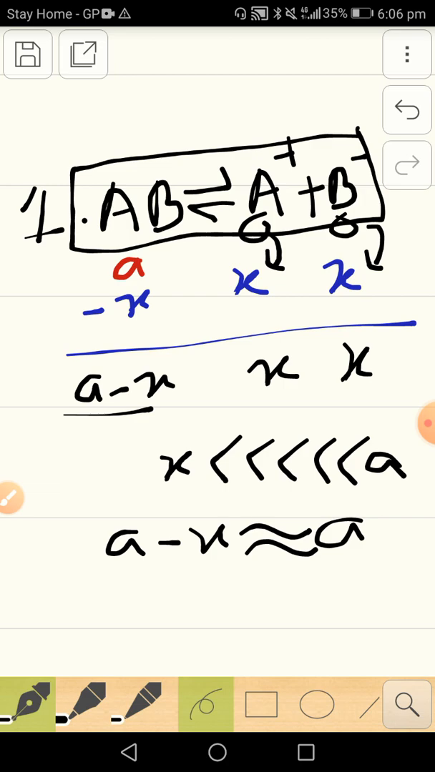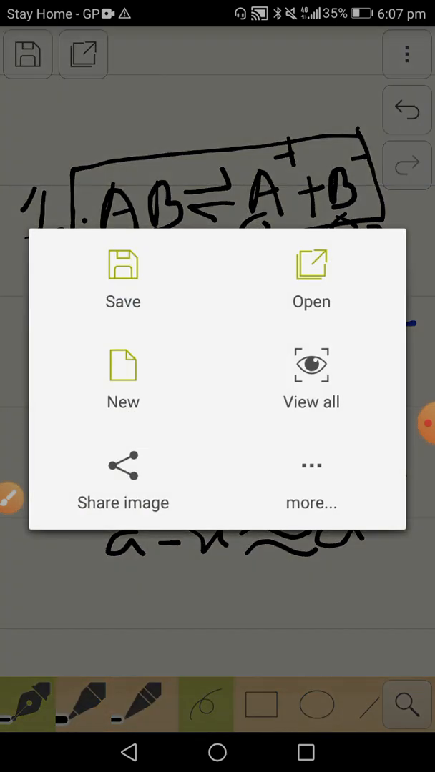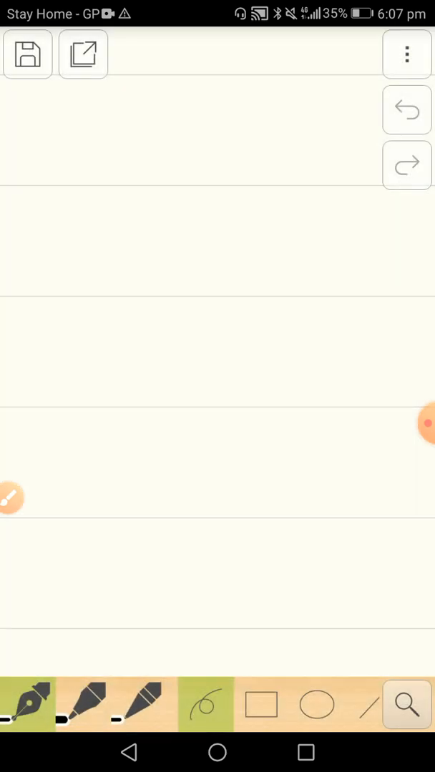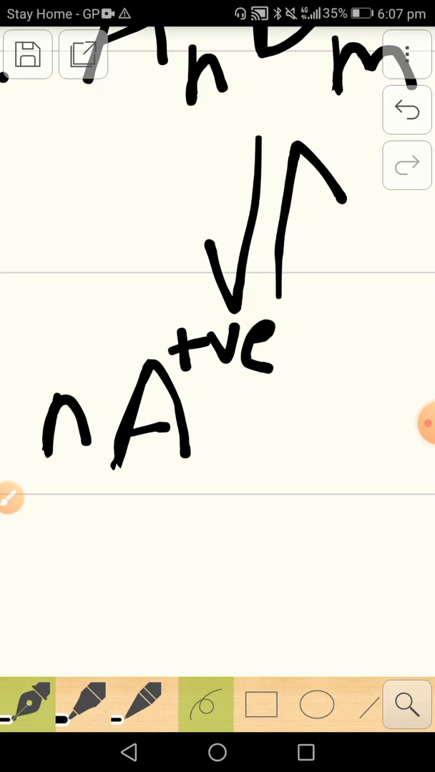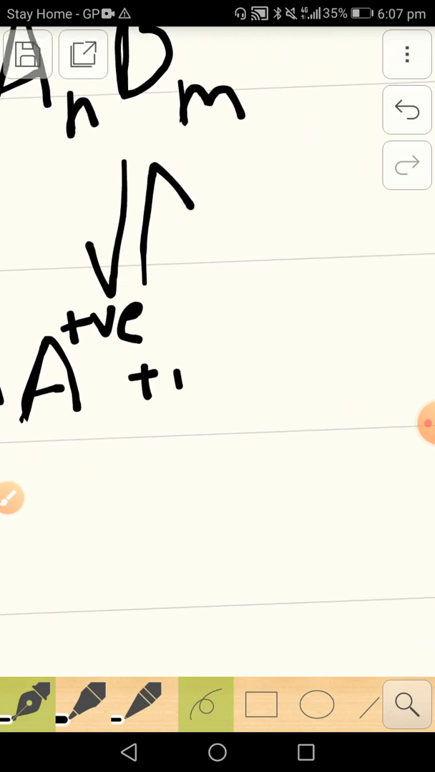All right? Now let's write an equilibrium constant for this equation. Let's write a general equilibrium constant equation. For example, we had AnBm, and this breaks down into n number of A positive, I'm just writing positive, and m number of B negative.